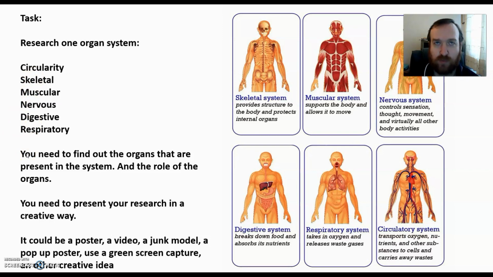And you need to find out what are the organs that are in it. So in the circulatory system, you need to know that the heart's in it. That's one of the organs. You need to find the others. You need to find out what the role of those organs are. So what's the role of the heart? What's the job of the lungs in the respiratory system? What's the job of the stomach in the digestive system? What role does it have? So you need to research the organs, research what those organs do, and then figure out a creative way to present your research.